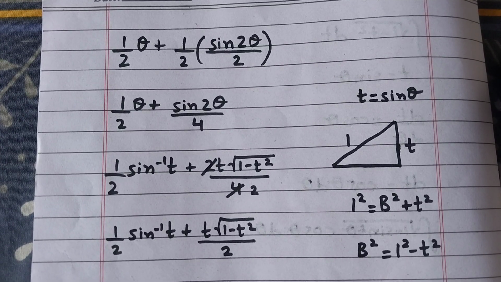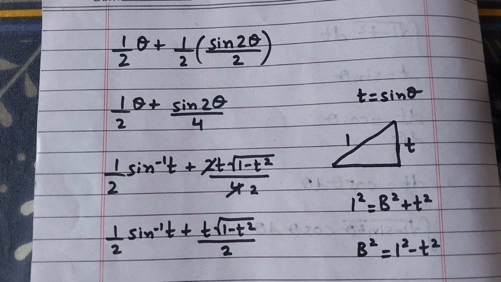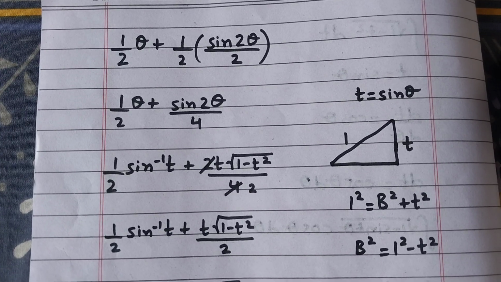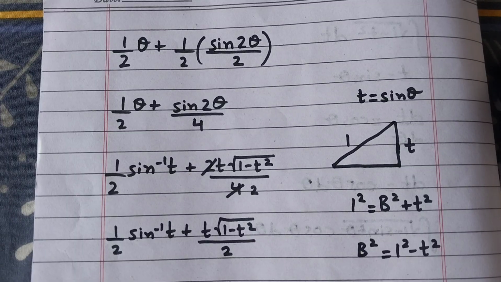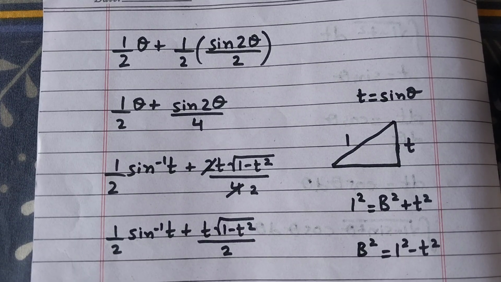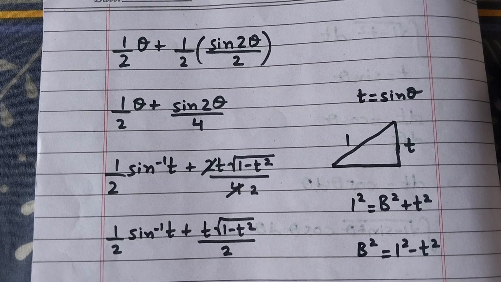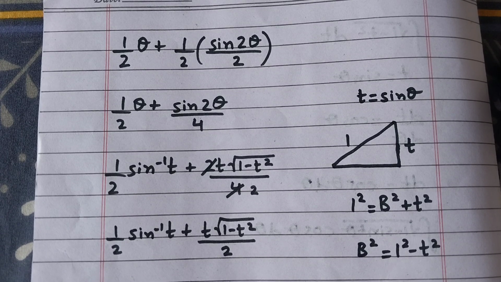So sine 2 theta over 2 is just simply 1 over 2 as the coefficient, so it can be taken outside, and sine 2 theta has the derivative cos 2 theta into 2, so 2 and 2 cancel out, so you are left with cos 2 theta. So this is the correct antiderivative. And this becomes 1 over 2 theta plus sine 2 theta over 4, because 2 and 2 are multiplied.